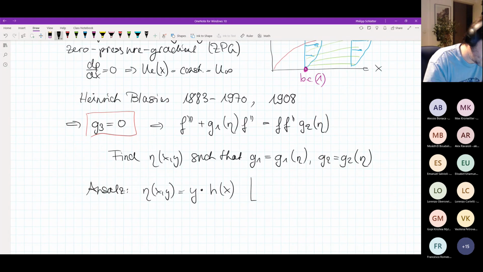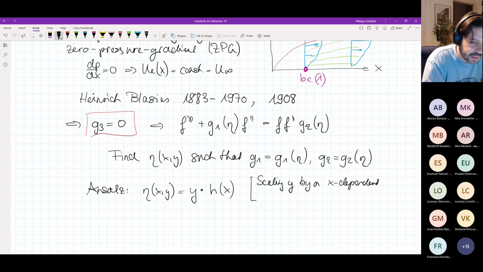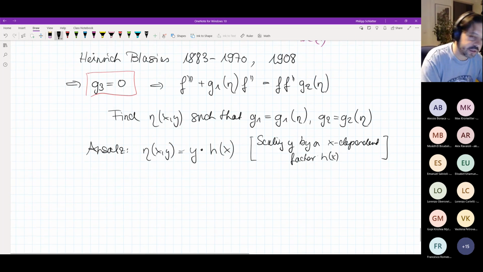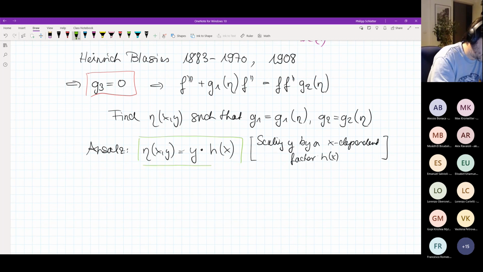So essentially what I'm doing is scaling y, the vertical distance, by an x-dependent factor h of x. But I'm leaving y to be there linearly, being just scaled by x. So I guess that sounds like a useful approach. I'm not sure that it's correct, but it's certainly a valid approach.